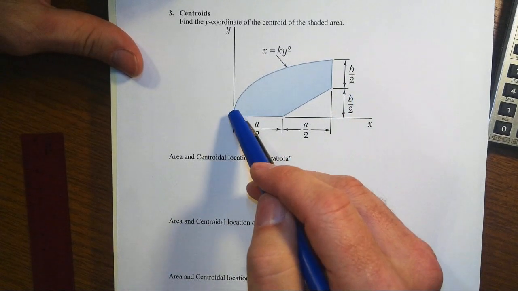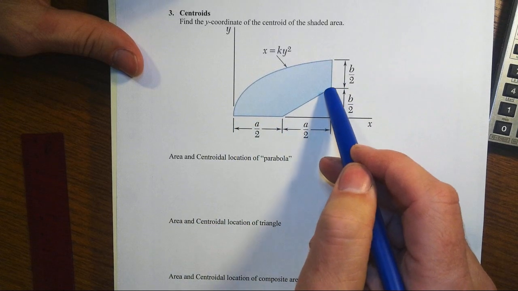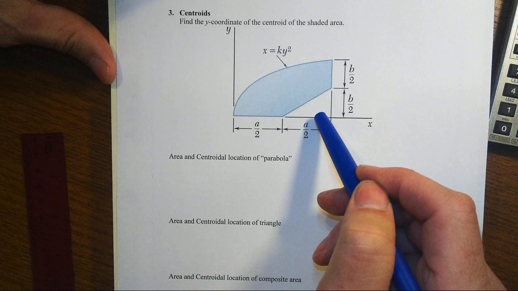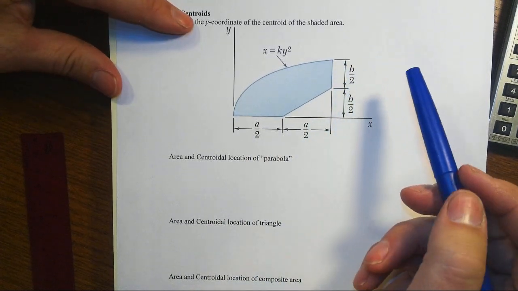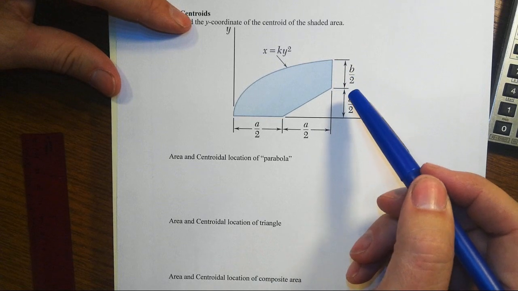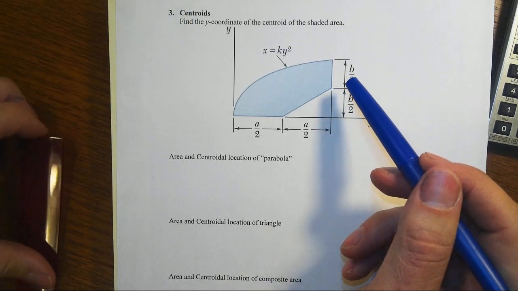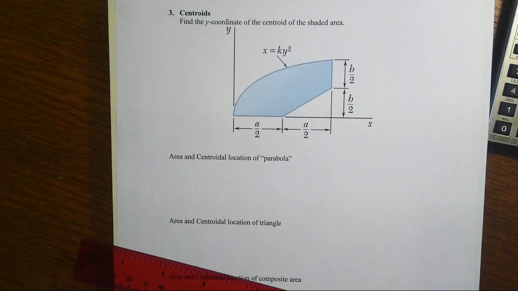But we could actually look at this as one big curved piece and then cut off the triangle that's down here below. Right now we're given absolutely no numbers, so when we find the y-coordinate of the centroid of this area, you've got to be thinking that it's going to be symbolic. It's not going to be a number, right? So we have to very carefully play this all out.